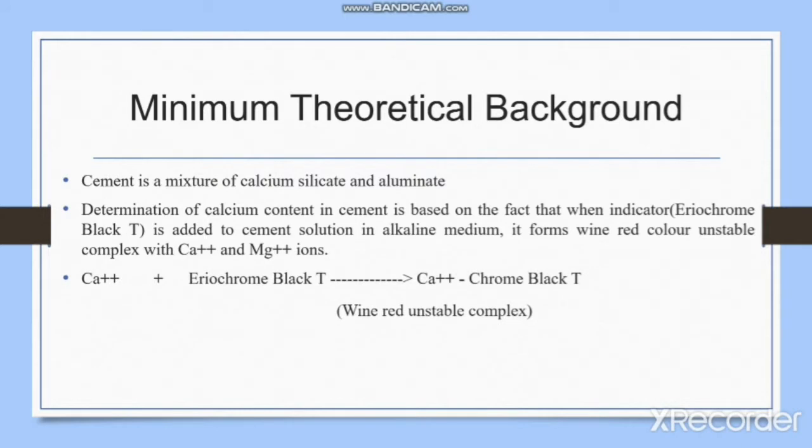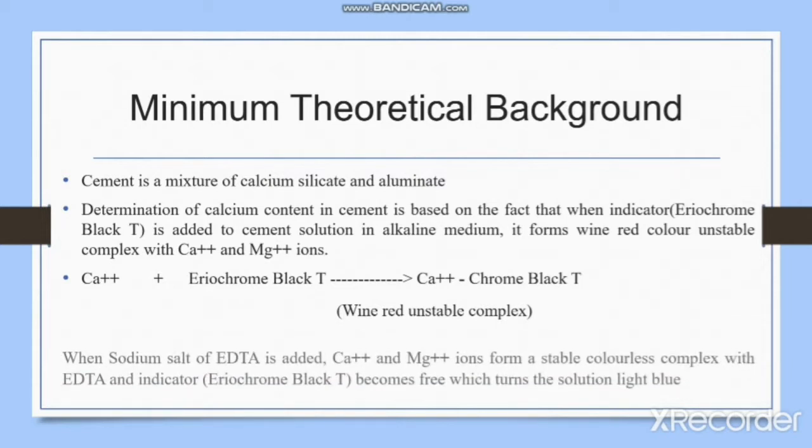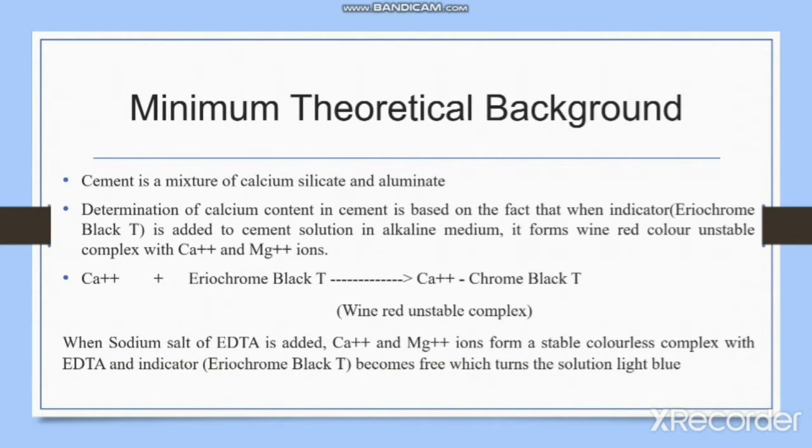That is, the calcium ion reacts with the Eriochrome Black T indicator and forms an unstable calcium Eriochrome Black T complex, which is wine red in color. When the sodium salt of EDTA is added, calcium 2+ or magnesium 2+ ions form a stable colorless complex with EDTA, and the indicator Eriochrome Black T becomes free, which turns the solution light blue.